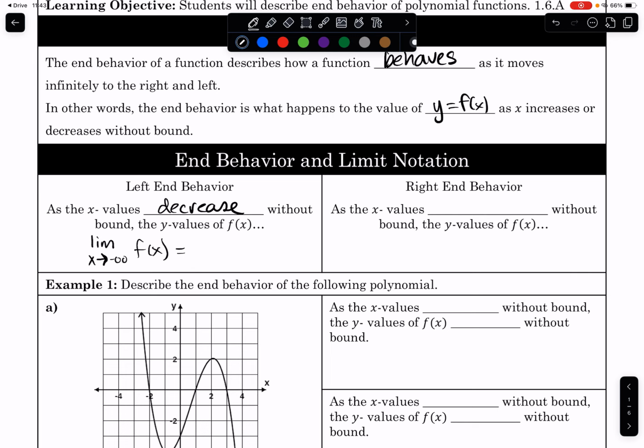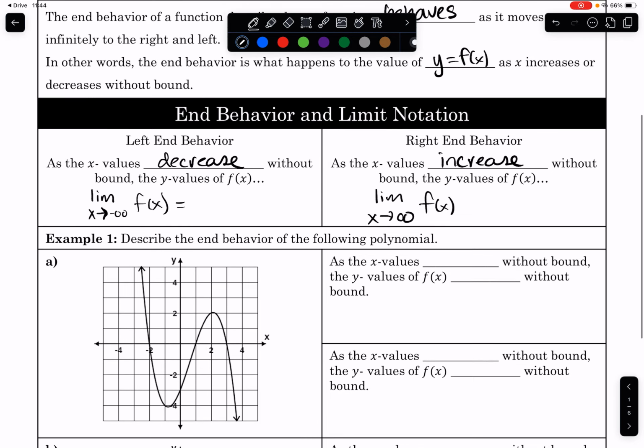Now the right hand behavior just simply states the opposite. As the x values increase without bound, then the y values of f of x are going to do something. They're going to either go all the way to positive infinity or decrease all the way to negative infinity. And instead of using the arrow notation, the way to describe this is simply to say that x is going to approach positive infinity. So negative infinity means that the x values are decreasing, again, on the left side. Positive infinity, x values are increasing to the right side.